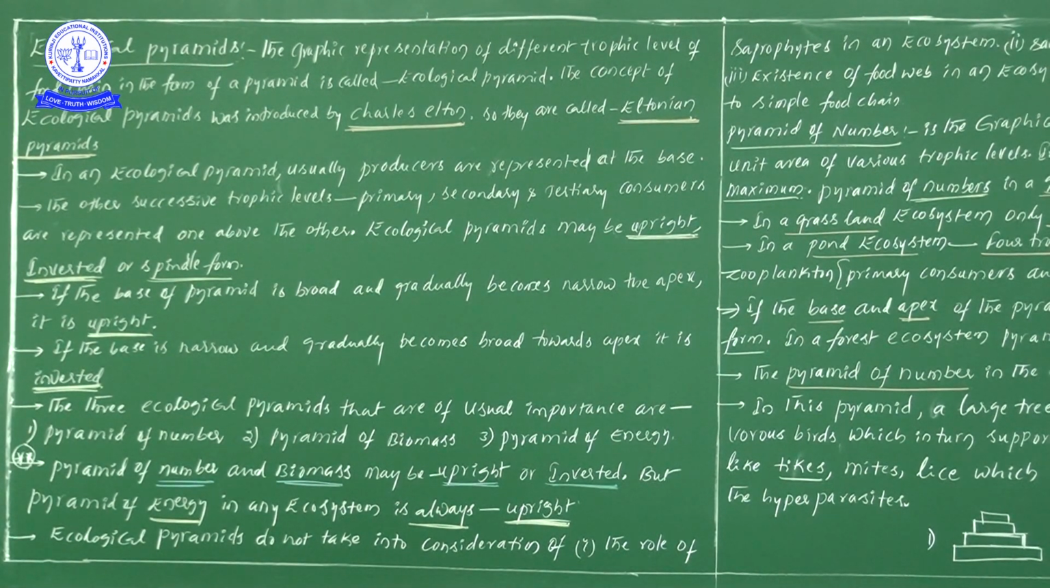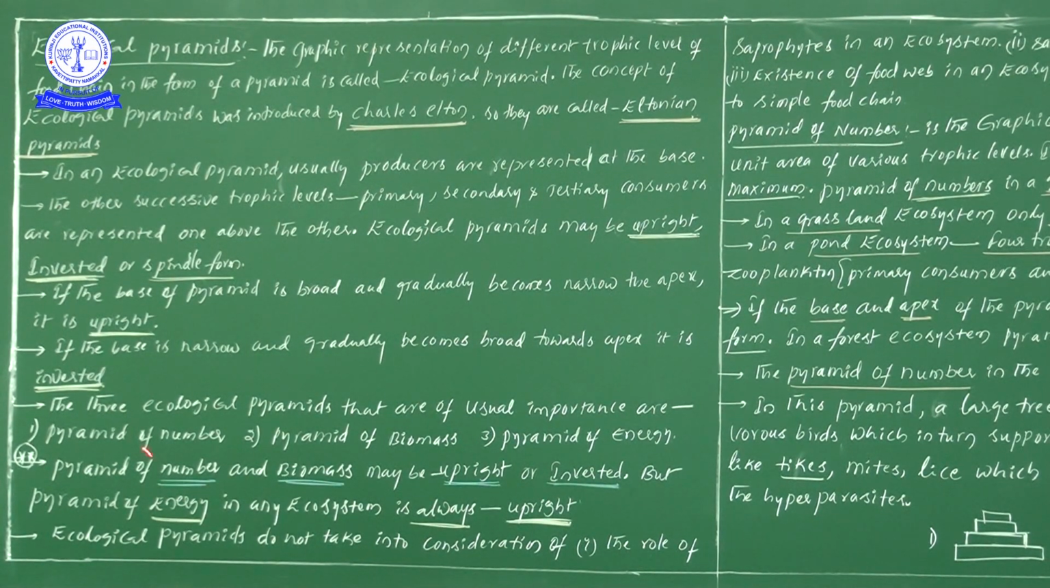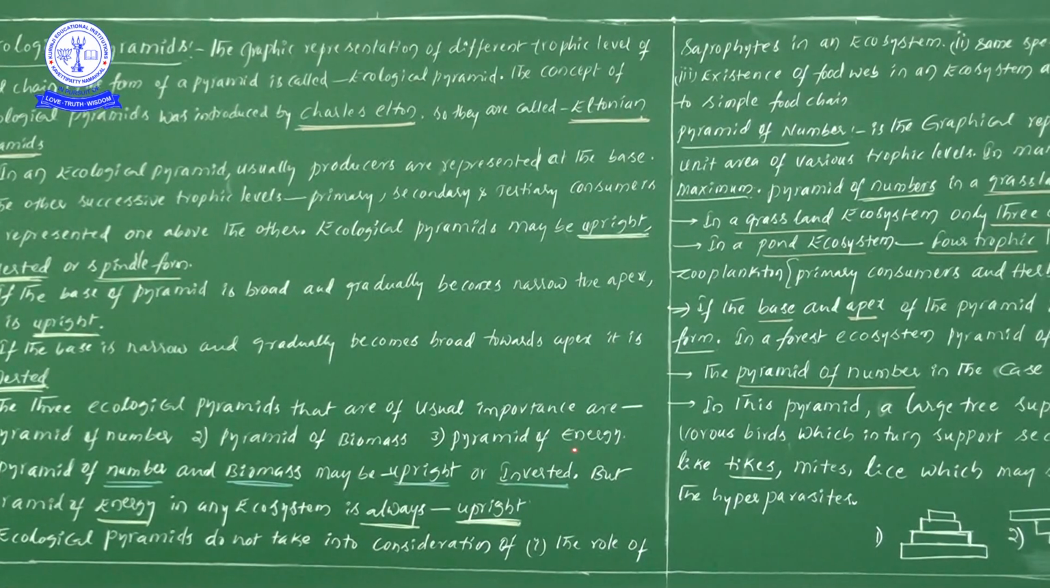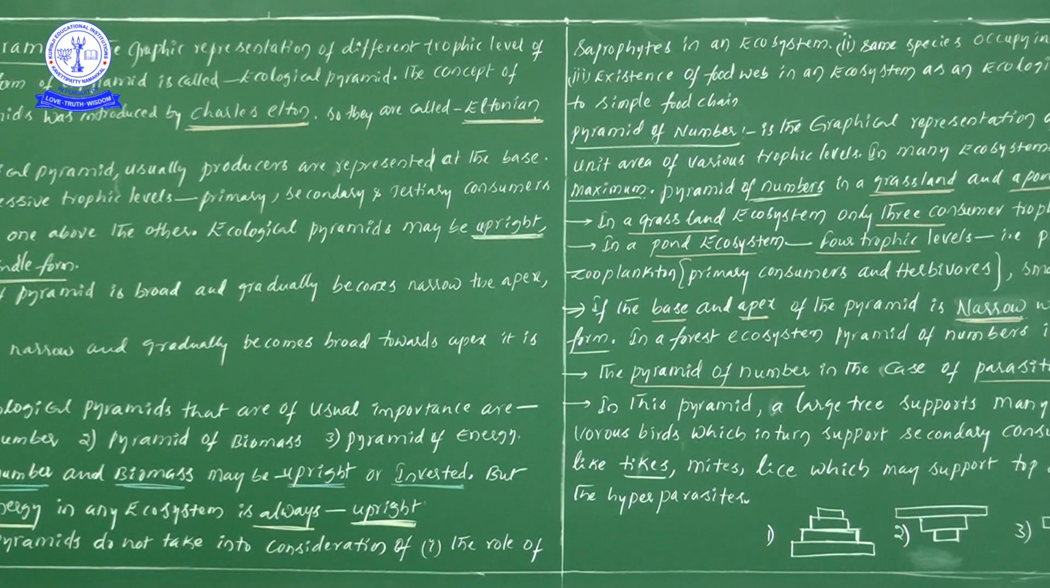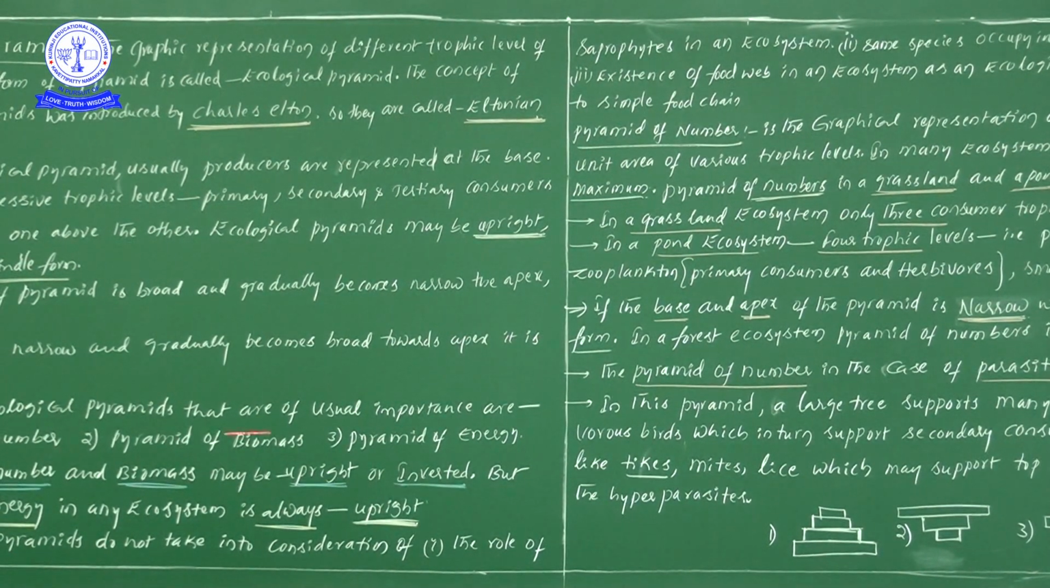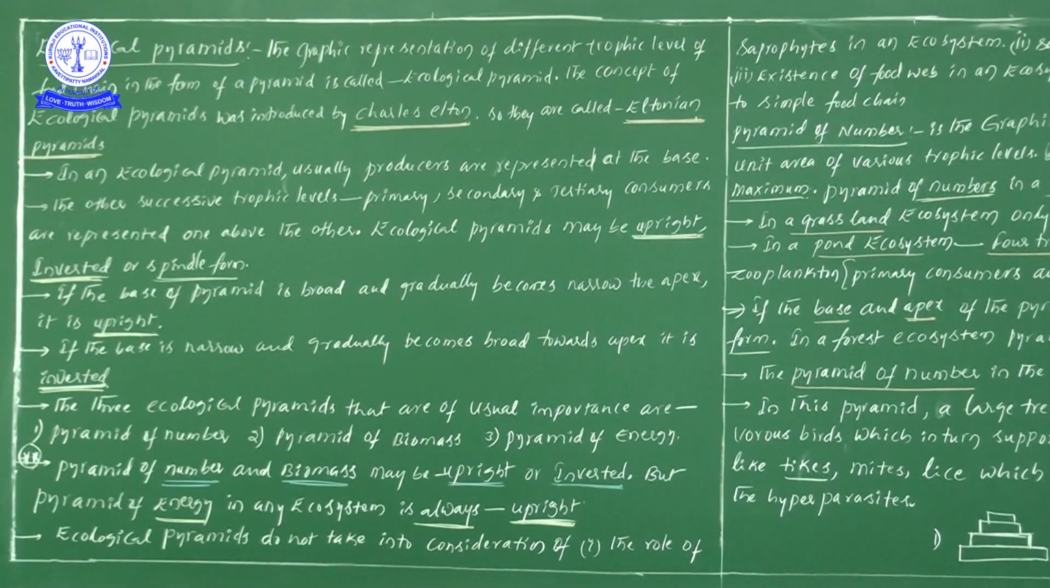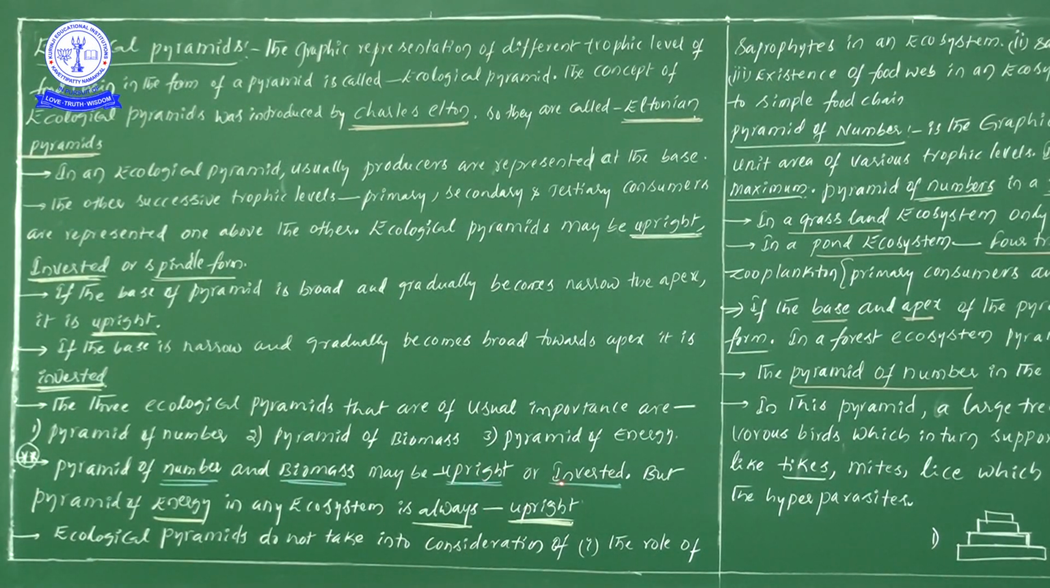Now, try to say along with me, how many types of pyramids are there? Three types of ecological pyramids are there. The first one is pyramid of number, the next is pyramid of biomass, and the third is pyramid of energy. Keep one point in your mind: in pyramid of number and pyramid of biomass, pyramids may be upright or inverted, but in pyramid of energy, the pyramid is always upright. This point is important.